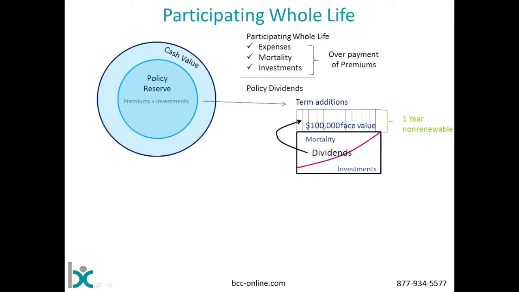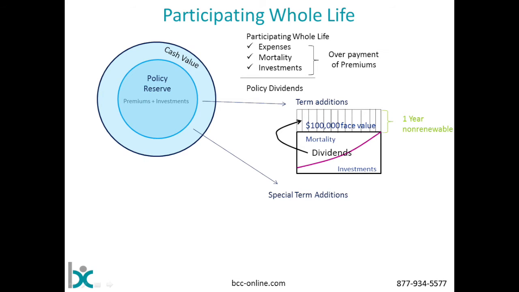Then we could look at the next participating, or the next dividend option. And that next dividend option was very common in the 1970s and even into the 1980s, less so today. It's called special term additions. And with special term additions, what happens, we're going to do something a little bit similar to what we did here.